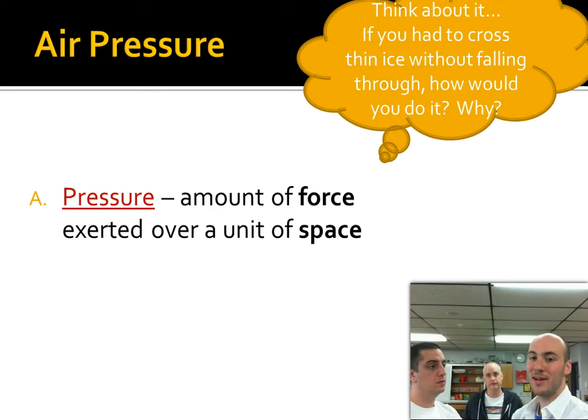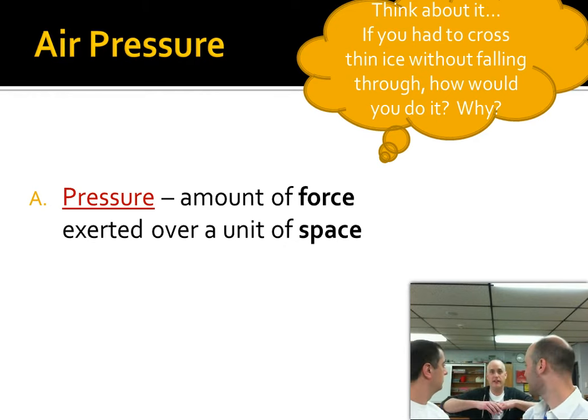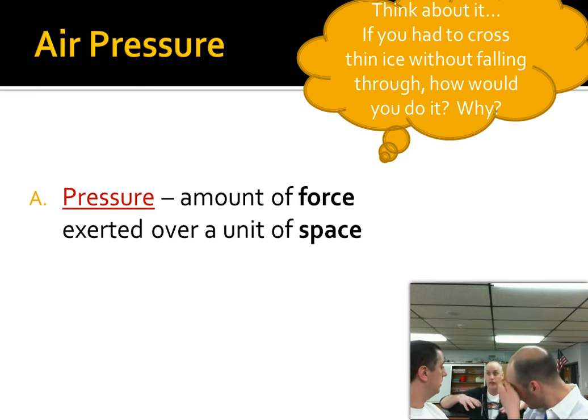So, if you had to cross the ice without falling through, how would you do it? Well, you spread yourself out, right? Because you want to spread that force out over a bigger space. It's like a snowshoe, or some big thing sitting on top of the snow. It's easier to walk like that.